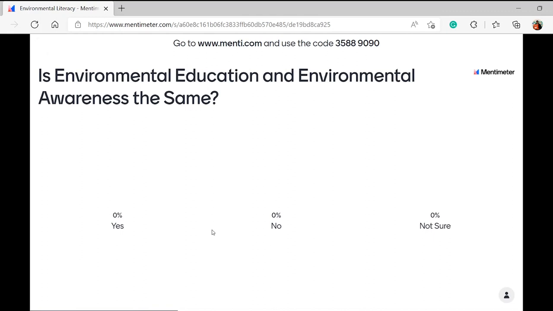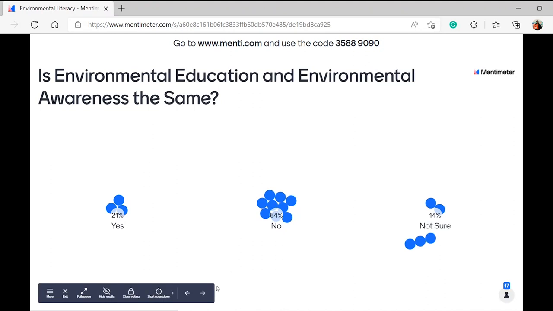And then there are two terms that were used a lot when we were discussing the impact: environmental education and environmental awareness. You mentioned environmental awareness being raised. So how many of you think that environmental education and environmental awareness are the same? Not sure, 9%, 25% are saying yes.